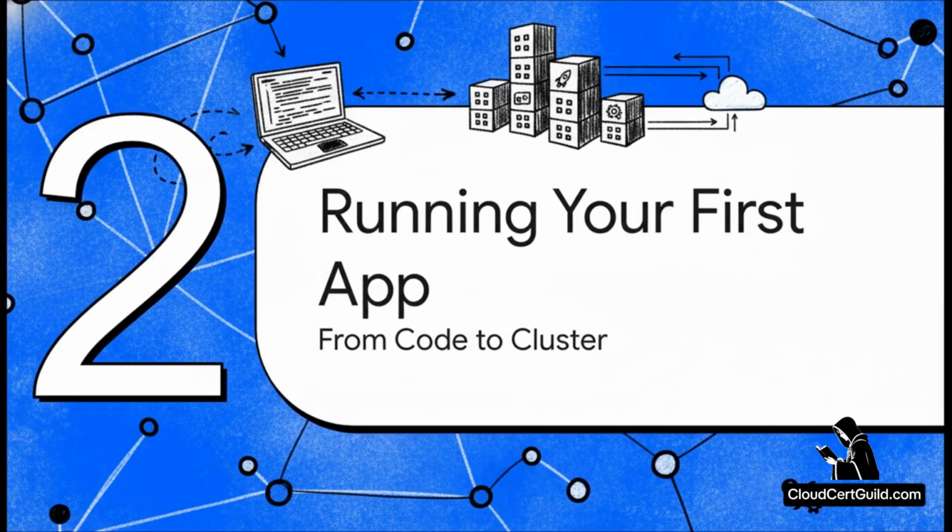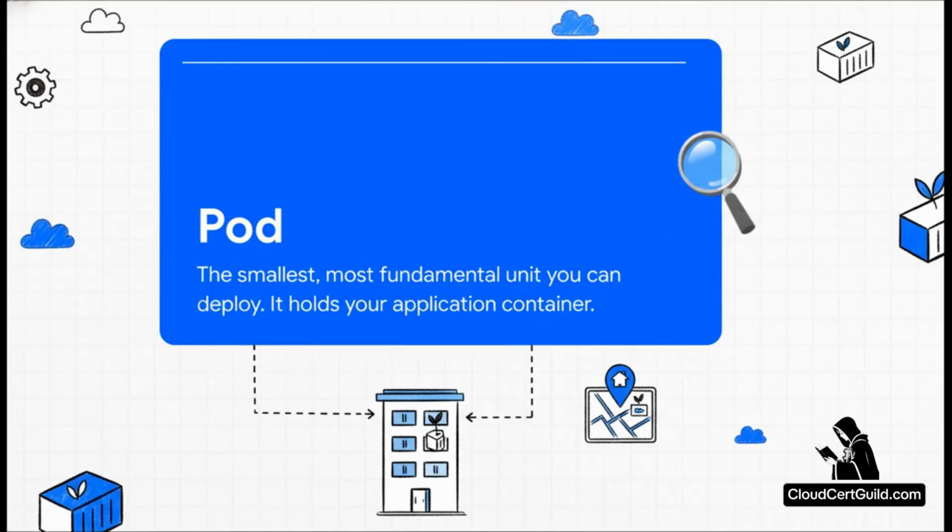All right, section 2. Let's run our first app. How do we actually move you into one of these apartments? How do you get your code from your machine into this GKE complex? So the most basic fundamental thing in this world is called a pod. And sticking with our analogy, the pod is literally your apartment. It's the smallest thing you can work with, and its one job is to hold your application.